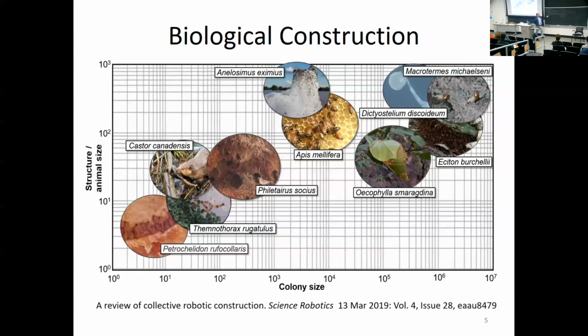So animals do it, and they do it in a way that's really different from how we build things with automation. Each agent in, let's say, a bee colony or a termite colony doesn't have global knowledge of the state. They don't have a blueprint, and yet somehow they're able to build functional structures that on a linear scale are 1,000 times bigger than an individual.